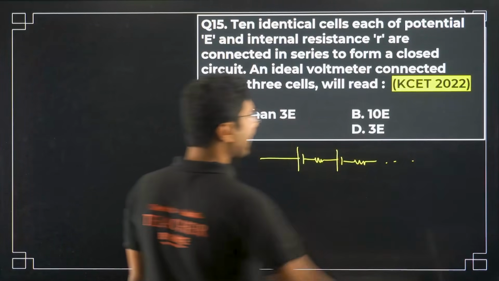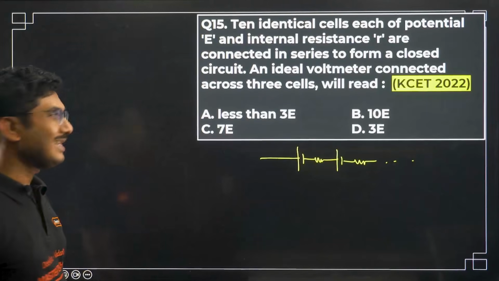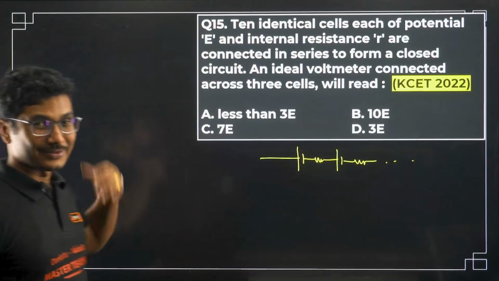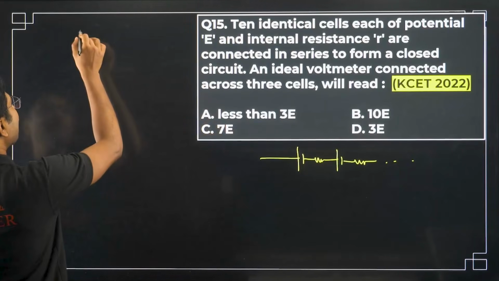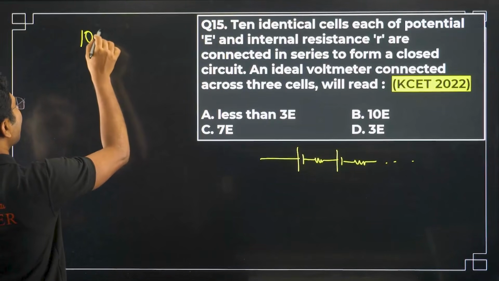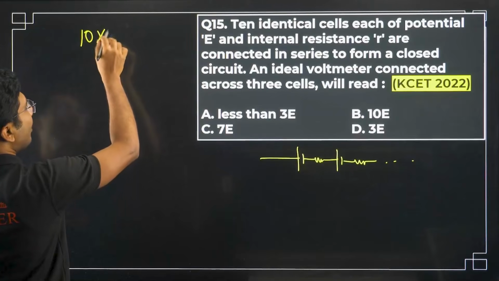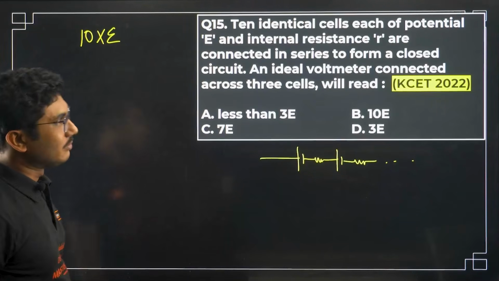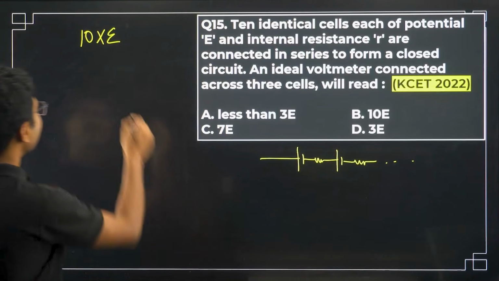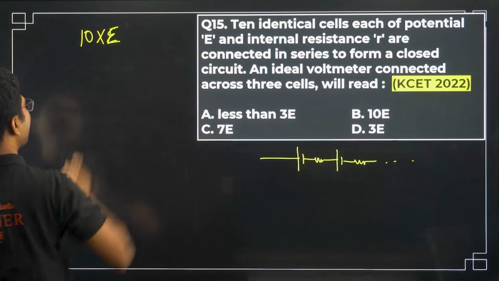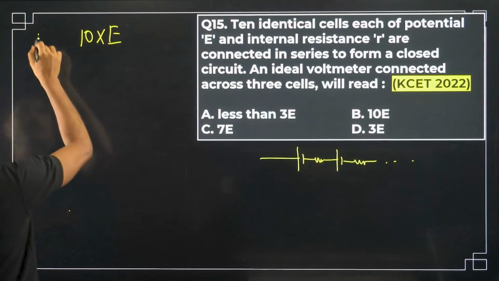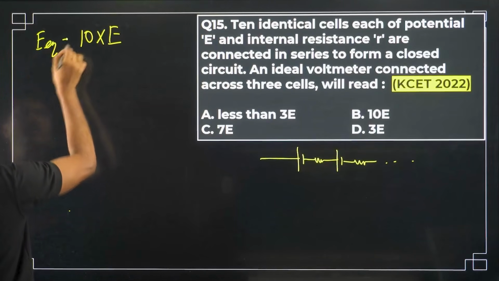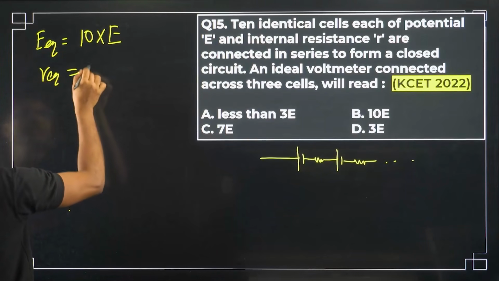So here we have 10 cells, each of them connected in series. We have seen one 10 cell problem, this is another 10 cell problem. So what is the total voltage? 10 into the EMF, EMF is given as E, so 10E is the total EMF. What is the total resistance? What is the equivalent resistance? Equivalent resistance is 10 into R.